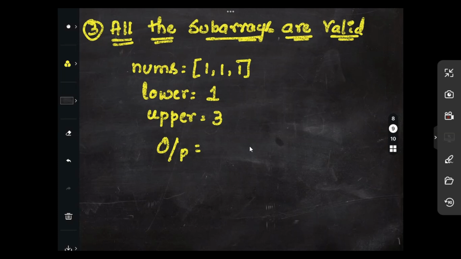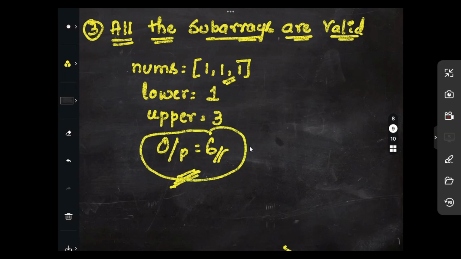When I say all the subarrays are valid, we take the input nums array 1, 1, 1, with lower 1 and upper 3. The output will be 6 in this case. Why is the output 6? Every possible subarray sum, 1, 2, 3, is within 1 to 3. So all the 6 subarrays are valid here.